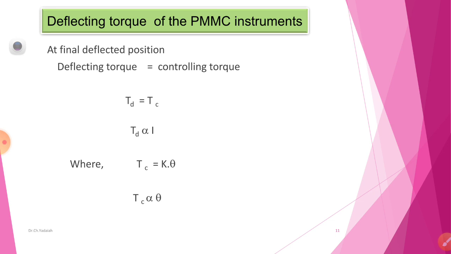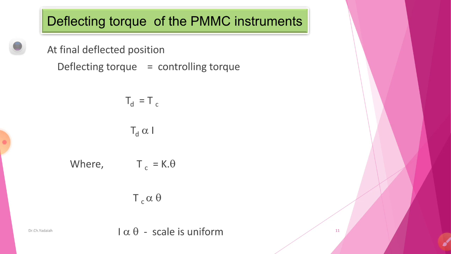If the deflecting torque is developed and forces the pointer to move from the zero position to some position, then when the angle changes, the spring will automatically be charged. The charging depends upon the angle of movement from the initial position to the final position. So, the controlling torque is directly proportional to theta.